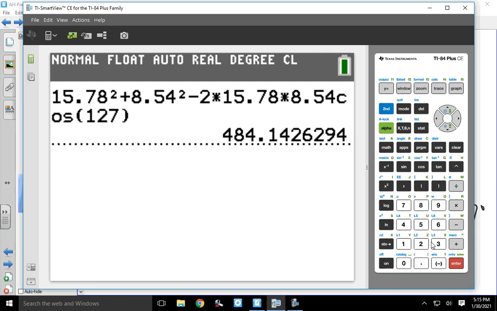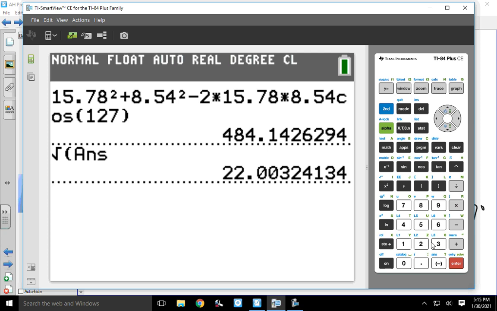And there's the 484.143. Now remember, that's what M squared equals, so I'm going to go ahead and calculate the square root of that as well while I'm right here, because that's the number I'm looking for. I want to find out what M equals, and that is our value of M. Let me grab a picture of that.